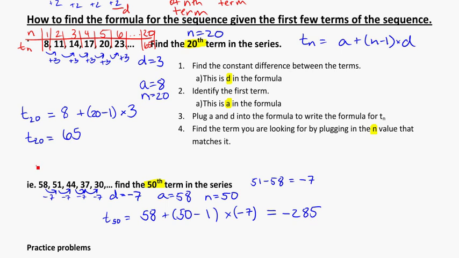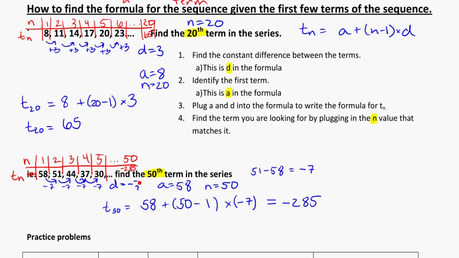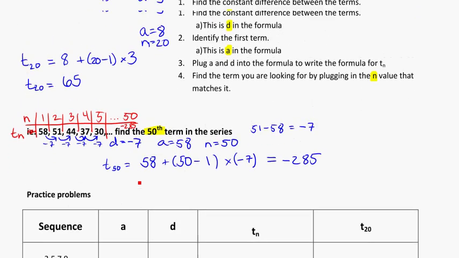And again, if you need to visualize where that actually is in this sequence, you can think about this. That's my t sub n. Those are my term numbers, 1, 2, 3, 4, 5. Carrying on to number 50, underneath I'd have negative 285. The value at number 50 is negative 285. Okay? So give a go at doing some practice, and again, just identify the things that you know from the sequence.